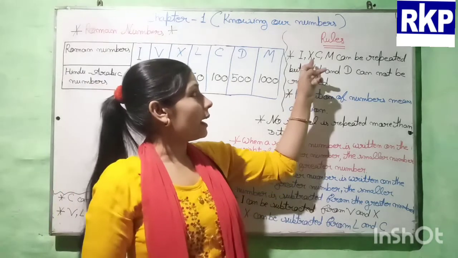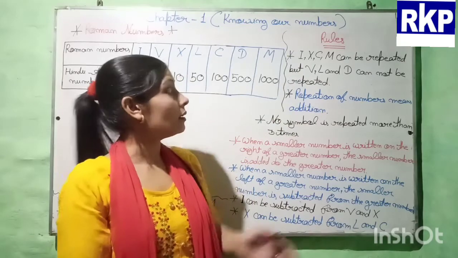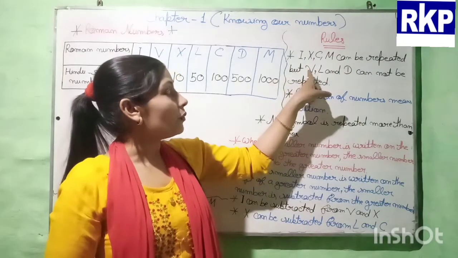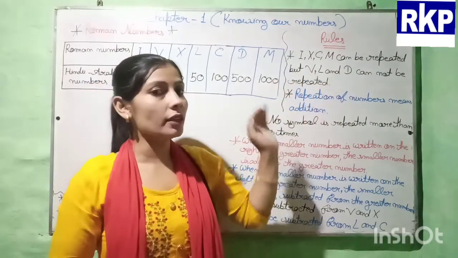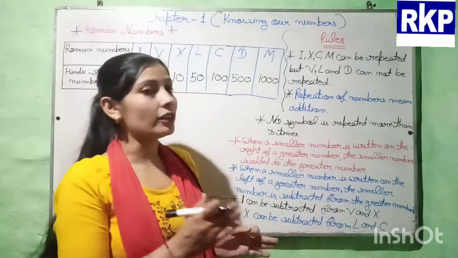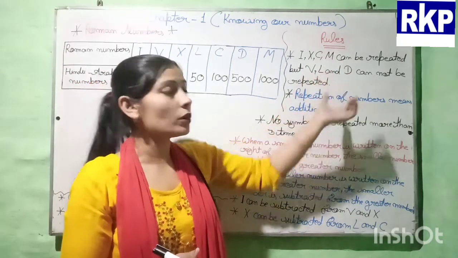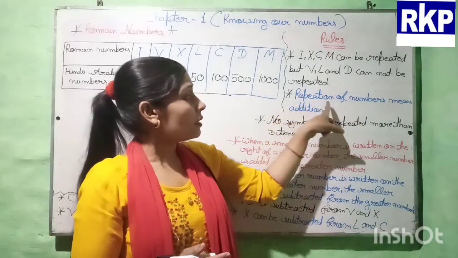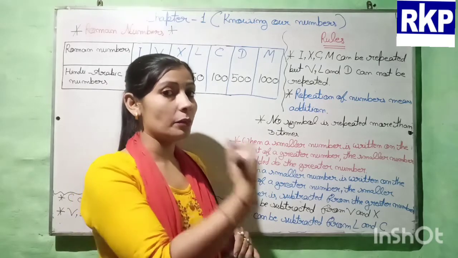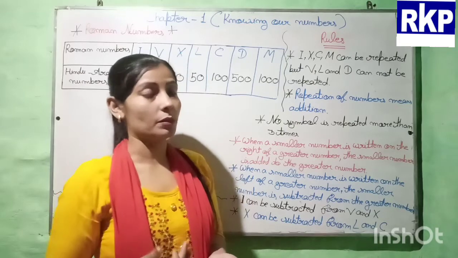First, I, X, C and M can be repeated. Means we can repeat these symbols I, X, C and M, but V, L and D cannot be repeated. You know there are only 7 symbols in the Roman numerals, and from these 7 symbols, these 4 can be repeated, but these 3 cannot be repeated. Repetition of the numbers means addition. If we are repeating the numbers, then it means we are adding those numbers.